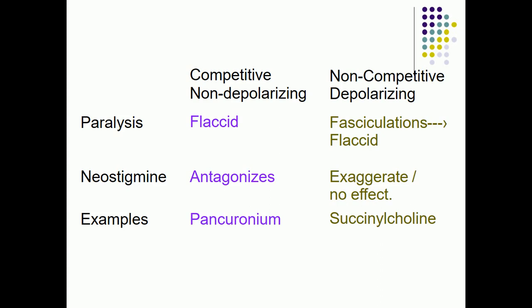Competitive non-depolarizing agents cause paralysis and flaccidity, and neostigmine can antagonize their effects. The competitive non-depolarizing agents have classical examples; Pancuronium also comes under the category of competitive non-depolarizing agents. Non-competitive depolarizing agents cause fasciculations and flaccidity. Neostigmine can exaggerate this and no reversal effect is produced, while Succinylcholine is the classical example of non-competitive depolarizing agents.